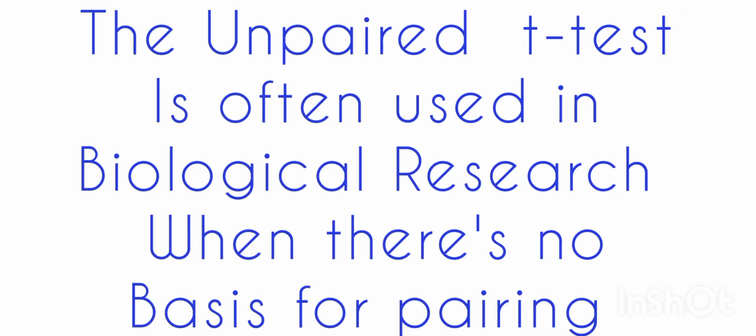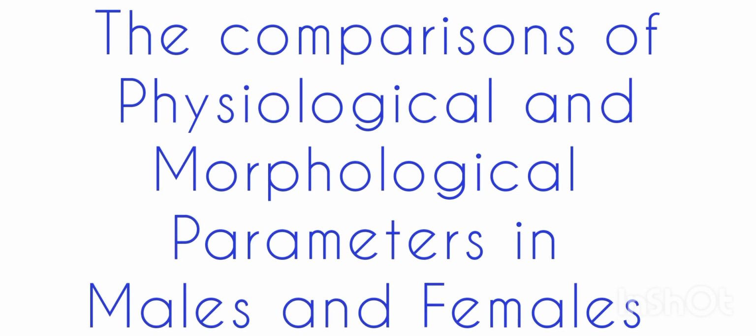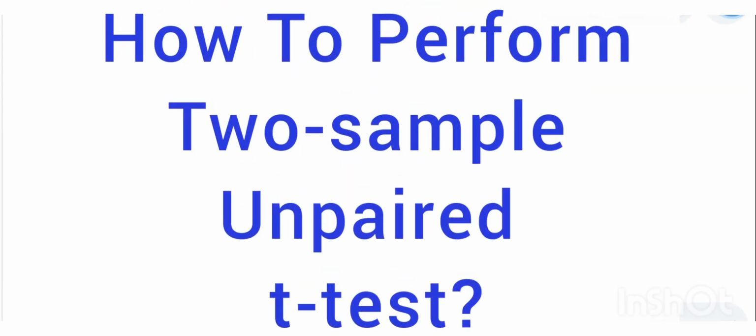The unpaired t-test is often used in biological research when there is no basis for pairing. For example, the comparisons of physiological and morphological parameters in males and females. Alright, the question now is, how do we perform two sample unpaired t-tests? We'll answer this question with the example we have on the board.